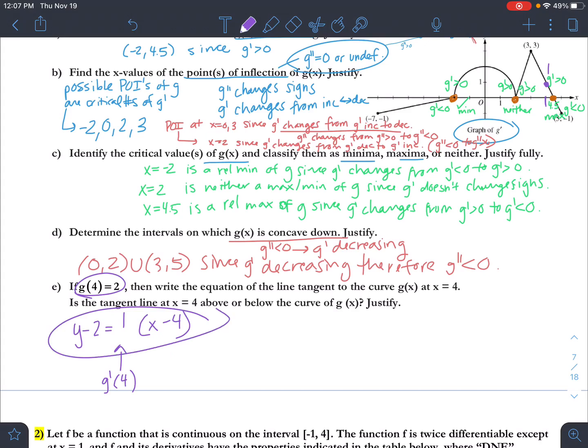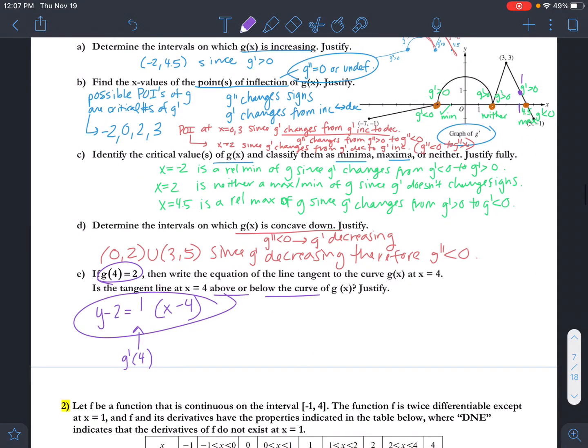The second part, though, is a little weird. It was something we haven't talked about. Is it above or below the curve? Here's how we're going to figure this out. We're going to look at concavity, meaning is it concave up or concave down? So at x equals 4, what are we doing? Well, G double prime is negative. I know that because G prime is decreasing. That means the original graph G is concave down. So it looks something like this, right?